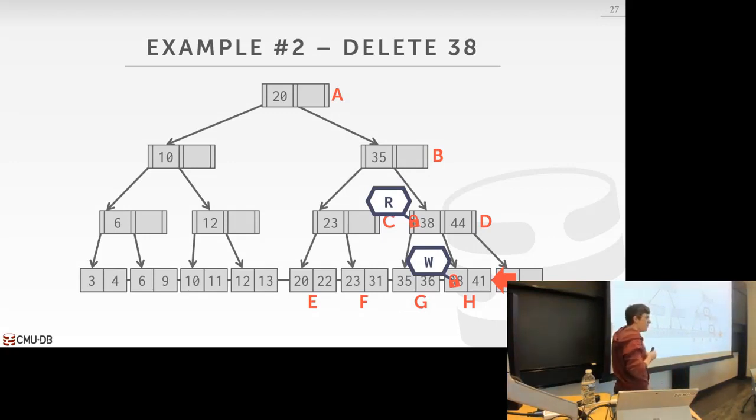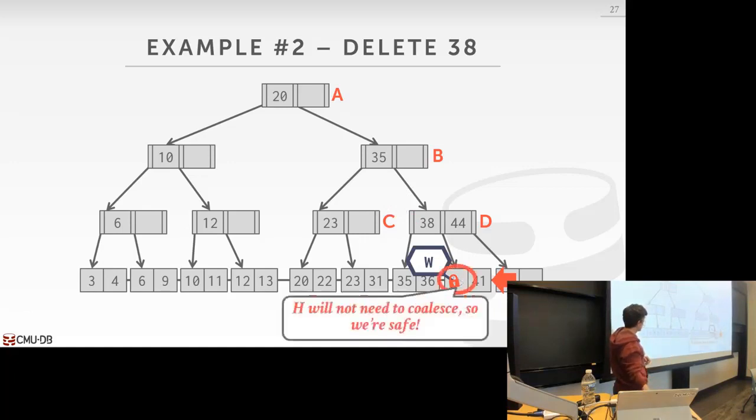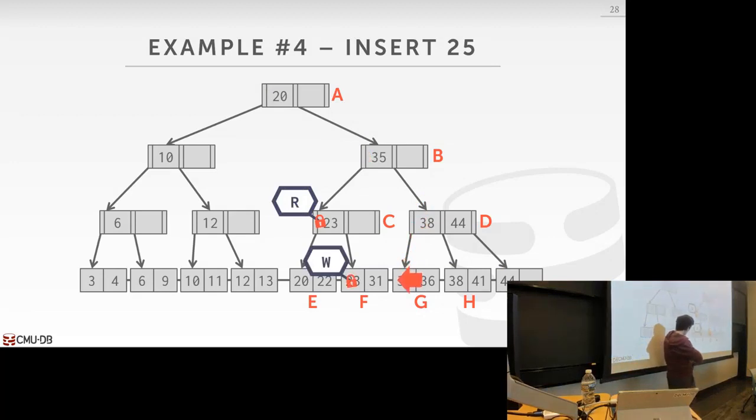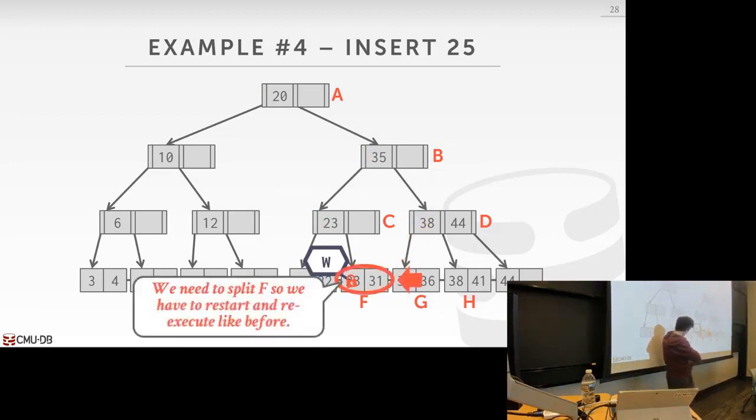Yes? When you're inserting 25, you get down to the bottom and you hold the read latch on the leaf node. When you want to start from the root, you release this. The question is, in this example, when I got down here and took the write latch on F to do the insert, and I recognized I got a split, therefore I need the write latch on this, and I don't have it, so I have to restart, do you just hold this the whole time? No.